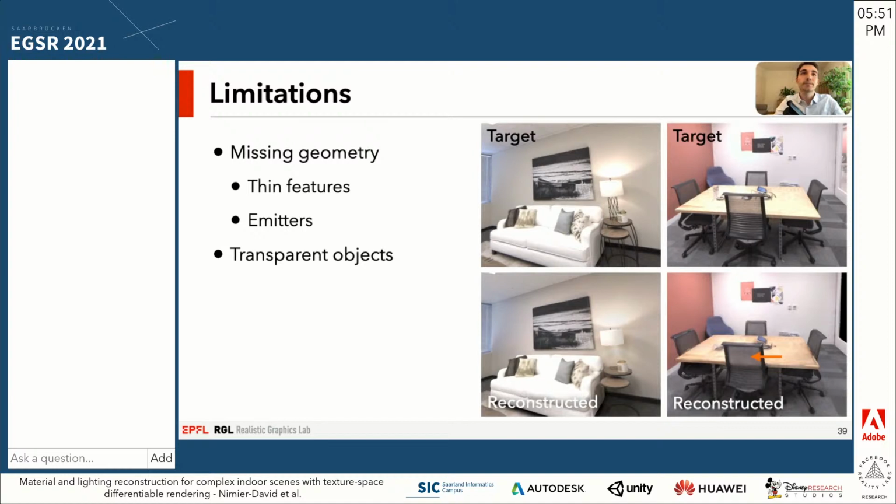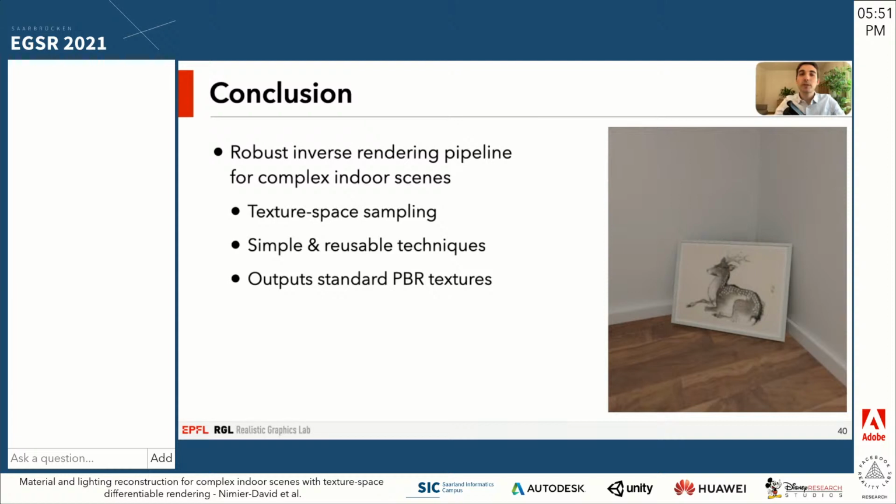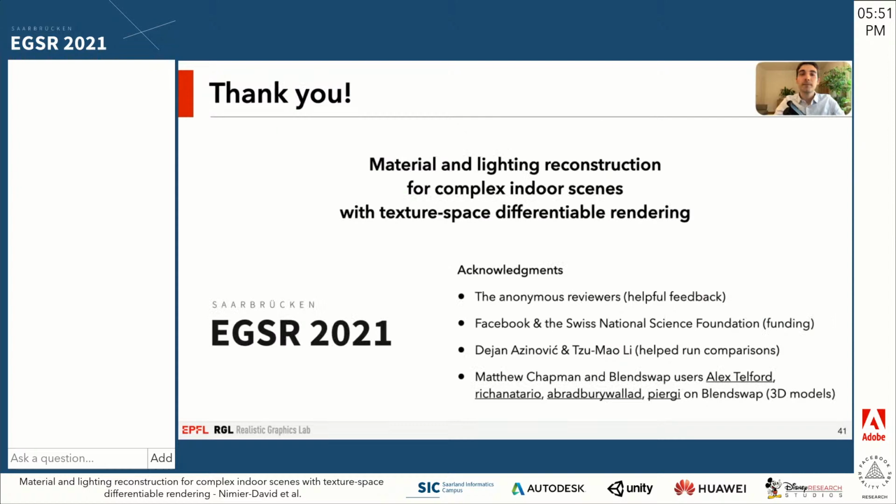To recap, we've presented a robust pipeline based on differentiable rendering to recover lighting and materials in complex indoor scenes. We propose a texture space sampling scheme, as well as several detailed techniques which enable robust convergence. We believe these techniques can be easily adopted by other projects that rely on differentiable rendering. Finally, our method outputs textures that are ready to use in standard renderers, enabling many applications, such as realistic training data generation. And this concludes my talk. Thank you very much for watching.